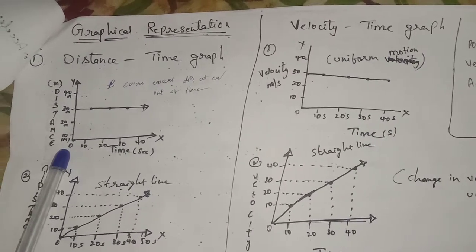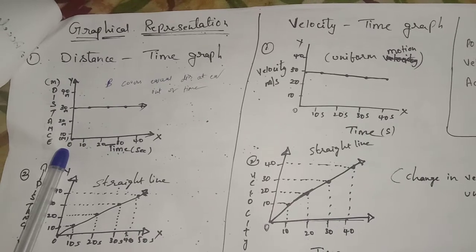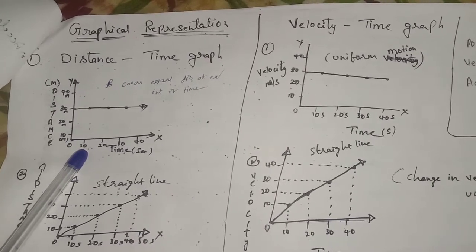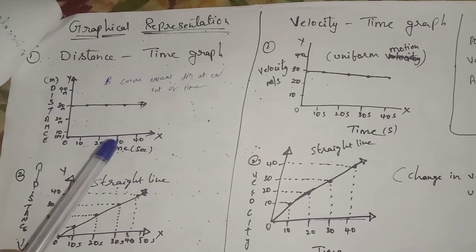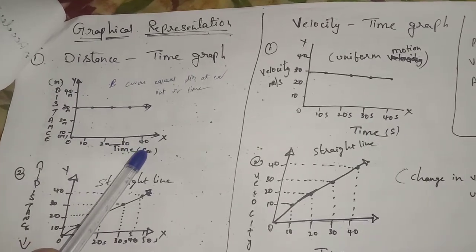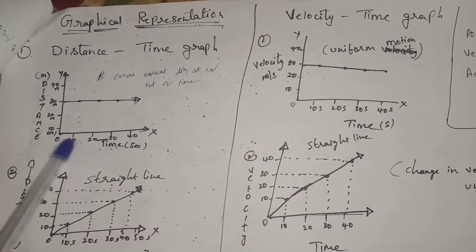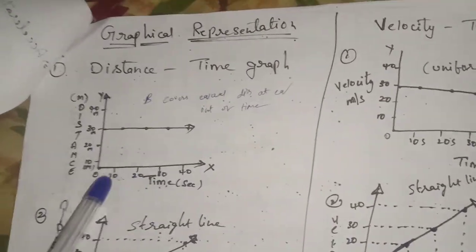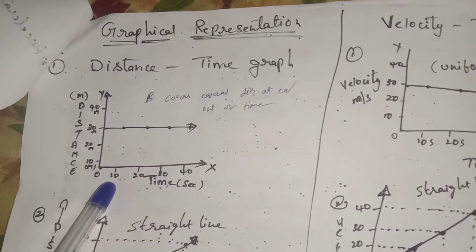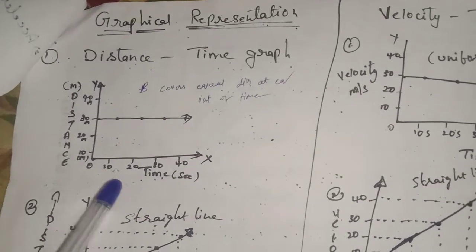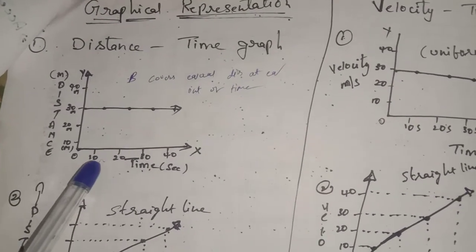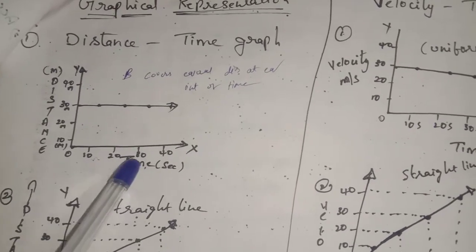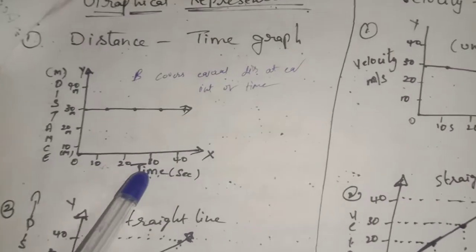So this 0 is the rest position. Here 10 seconds, 20 seconds, 30 seconds, 40 seconds. So what is the difference between these two? 20 minus 10, how much? 10. So the body covers equal distances. So how is it moving in equal distances? 20 minus 10 is 10. 30 minus 20 is 10. 40 minus 30 is 10.